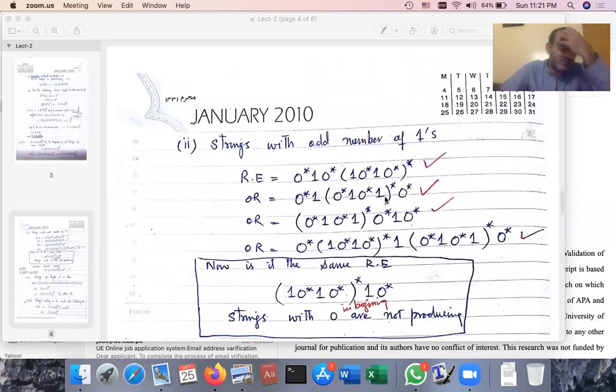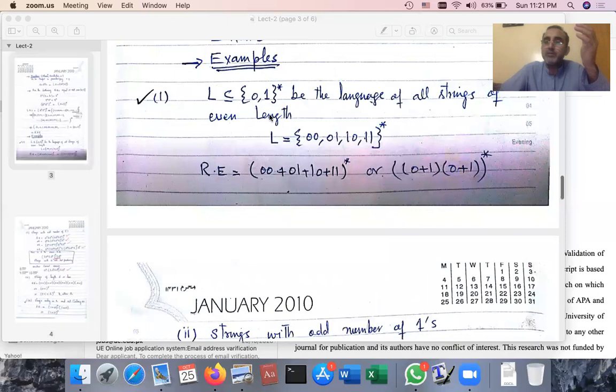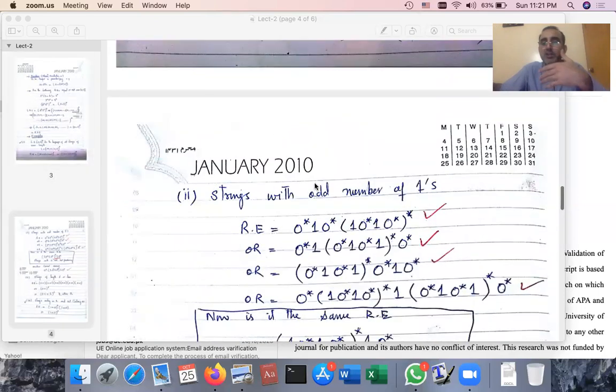Now the next example: the theoretical statement is strings with an odd number of ones. Strings with an odd number of ones. So I have a language and my supposition is the same, over 0 1, for all my examples. If the alphabet set is changed, I will mention that now the alphabet set is changed. But here the alphabet set is not mentioned, so it means that the previous alphabet set is going on in this example.